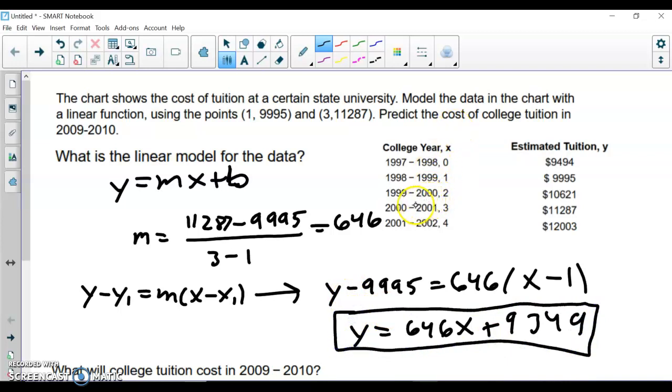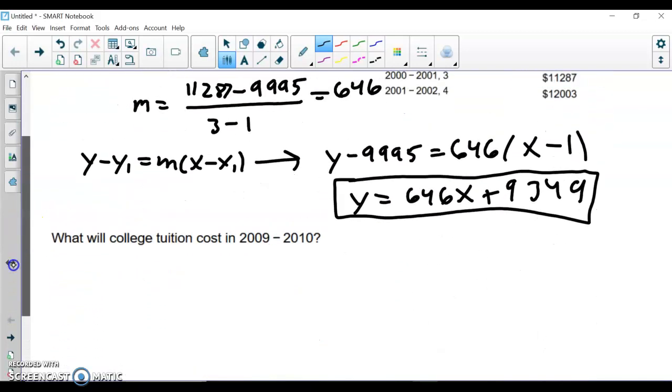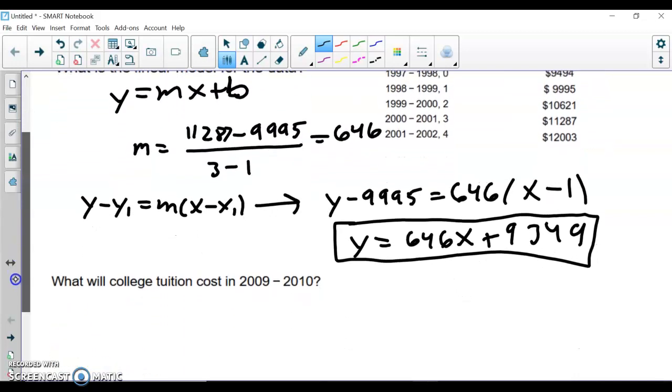Obviously, the more points we use, the more accurate this model is going to be. So ultimately, we're going to let the calculator run some regression models where we're using all the points and not just 2. But right now, we're working out the dynamics of some algebra with lines by hand. So now we've got the model.